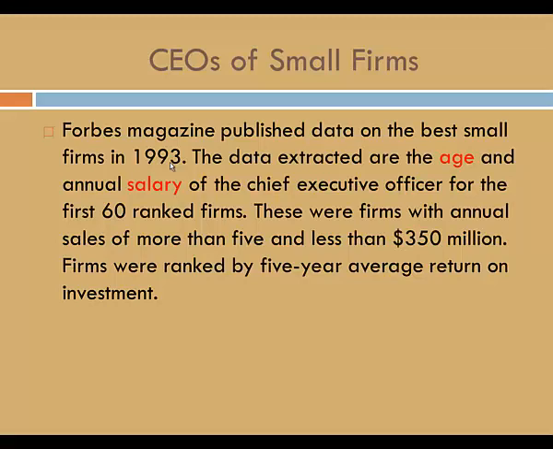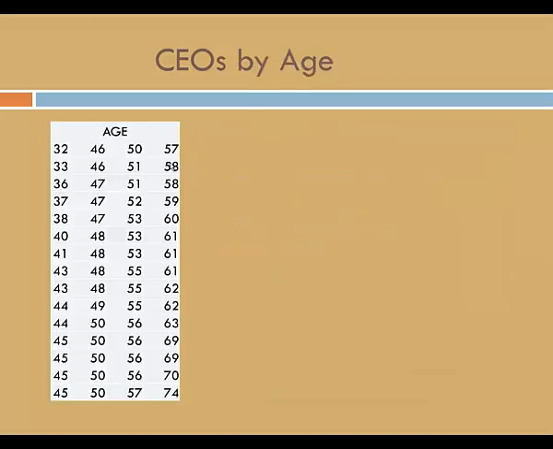To further illustrate how skew affects the mean and the median, let's look at some data on CEOs of small firms. Forbes magazine published data on the best small firms in 1993. The data extracted are the age and annual salary of the chief executive officer for the first 60 ranked firms. These were firms with annual sales of more than $5 and less than $350 million. Firms were ranked by 5-year average return on investment. Here are the ages of the 60 CEOs.